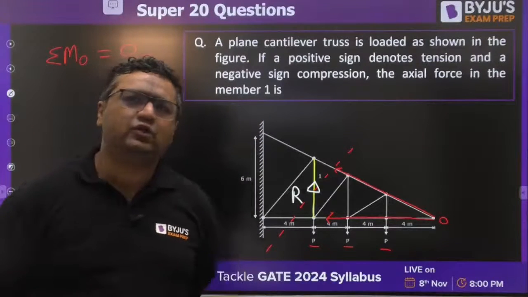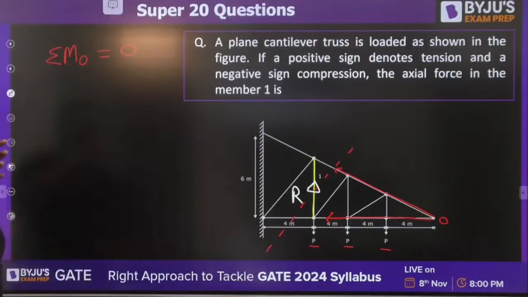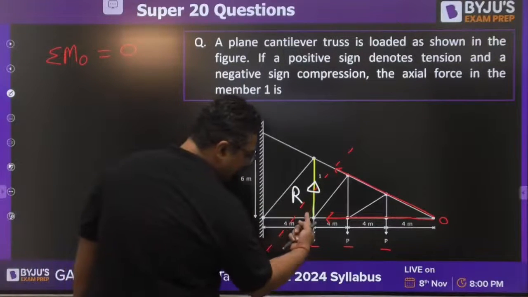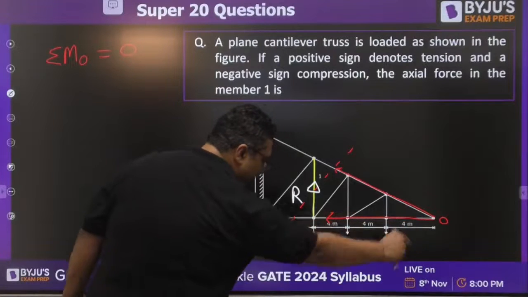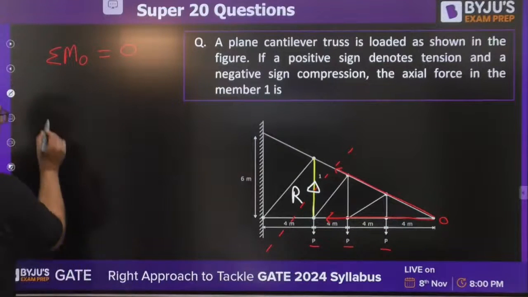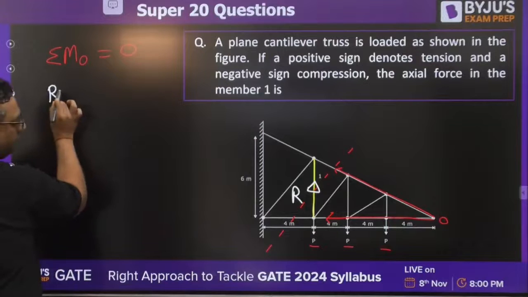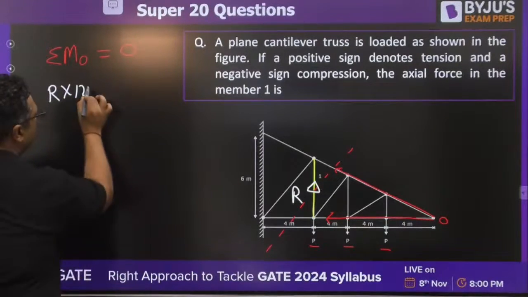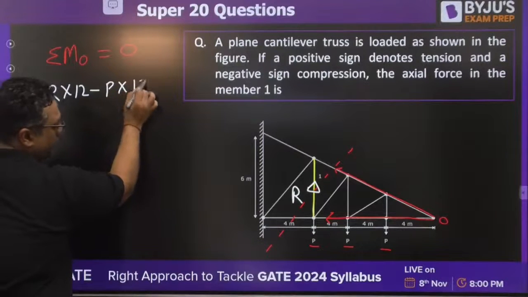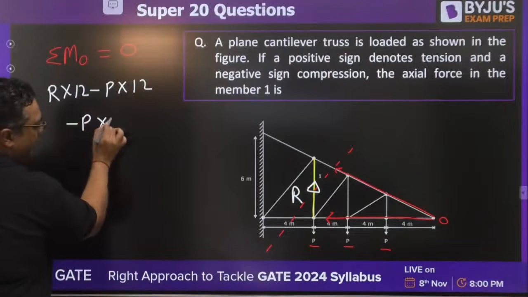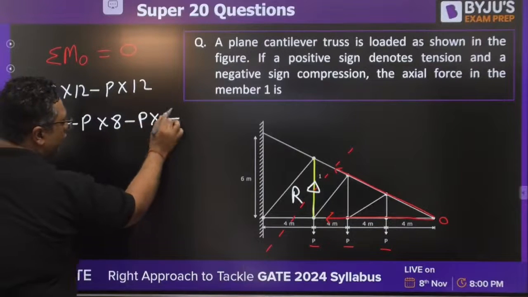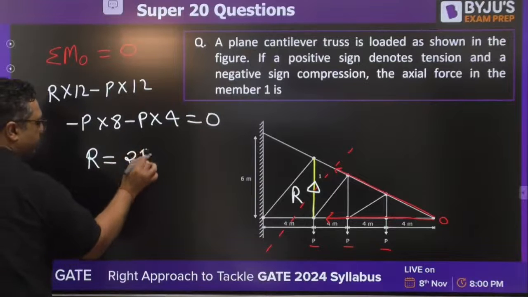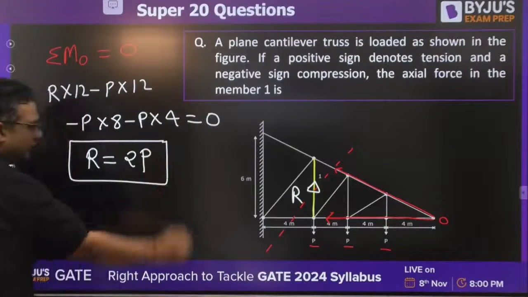Midun is also saying the answer to be 2P. So dear, you need to take summation moment about O to be 0. You can see this P, this P and this P. So you will write R into 12, then minus P into 12, minus P into 8, minus P into 4 is equals to 0. So you will be getting R is equals to 2P. So I have given you the hint for this.